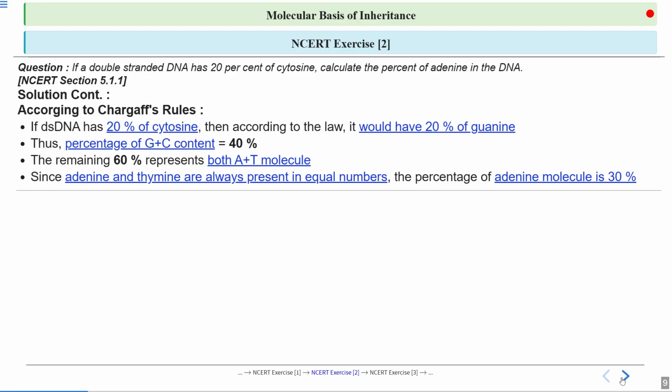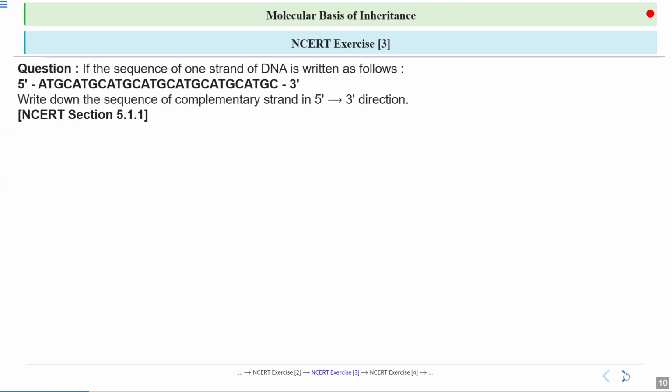It's 30%. So if we look at the sum total of all, there will be 20% of cytosine, 20% of guanine, 30% of adenine and 30% of thymine. And if you sum it all, you will see it will be 100% only. Now, let's come to the next question.